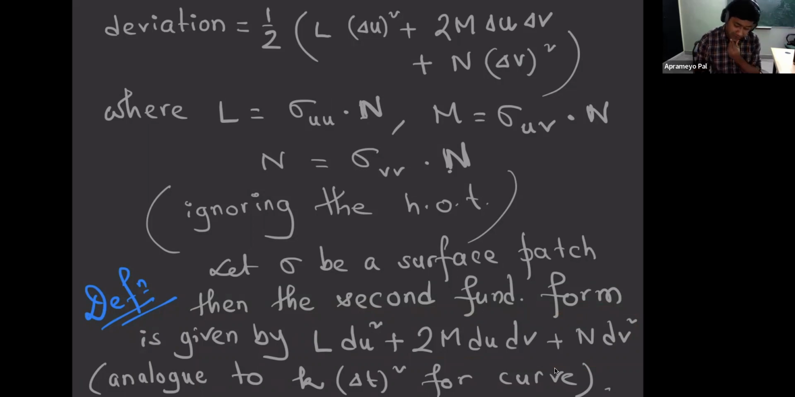What we can say about this: essentially, now we see what the second fundamental form is given a surface patch. If you are given a surface patch sigma, along with its unit normal n, then you can define this L, M, and N with respect to sigma. And then you can define this form L du squared plus 2M du dv plus N dv squared, and that's the second fundamental form.